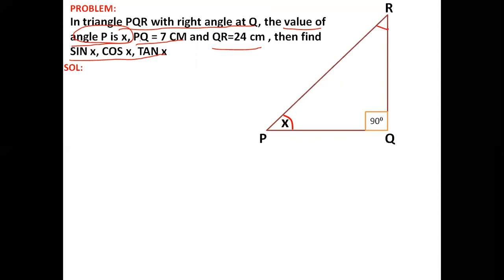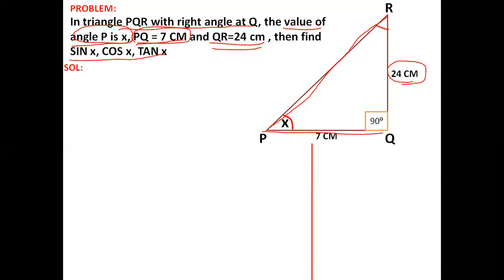Now given sides PQ is equal to 7 centimeters, so you have to write PQ 7 centimeters. And QR is equal to 24 centimeters. We don't know PR. First you have to find PR, that is the hypotenuse. So first you have to find the side length PR.